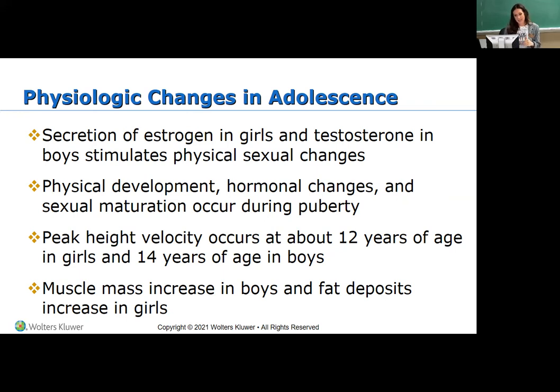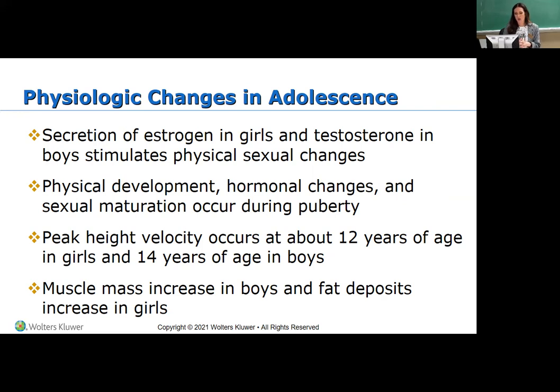The peak height for girls is about 12 to 13 years old. So girls are usually at their maximum height by about 13 years of age. And it's usually 14 to 15 in boys. However, I have seen boys have a growth spurt as they're 16 and 17 years old. So this poses a lot of challenges for boys.